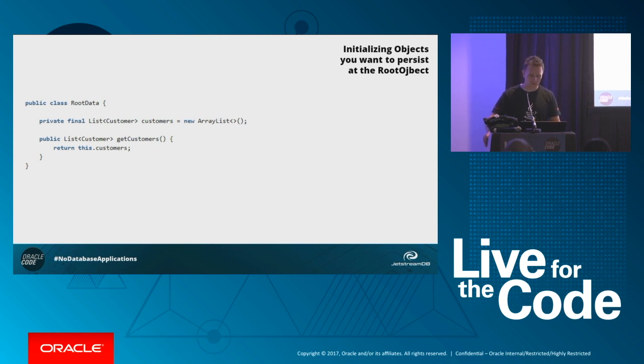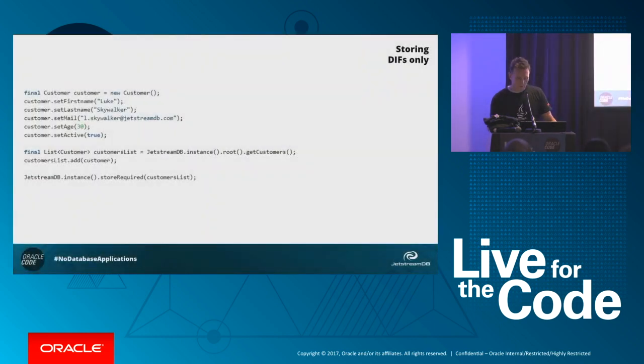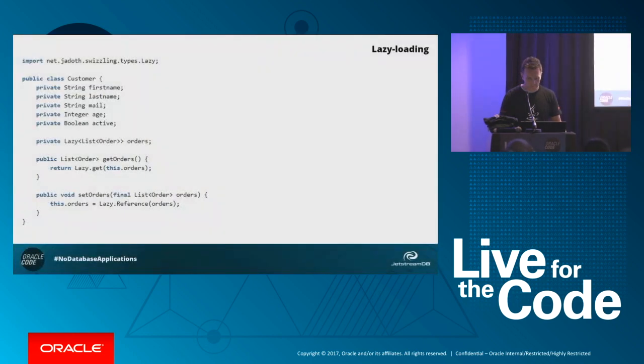Then we need a root object. It's similar to a tree in Swing, for example. And then we can add any Java object to our root object and store it with only one method. It's called store required, and that's it. That's all. And everything is done by the engine behind the scenes.